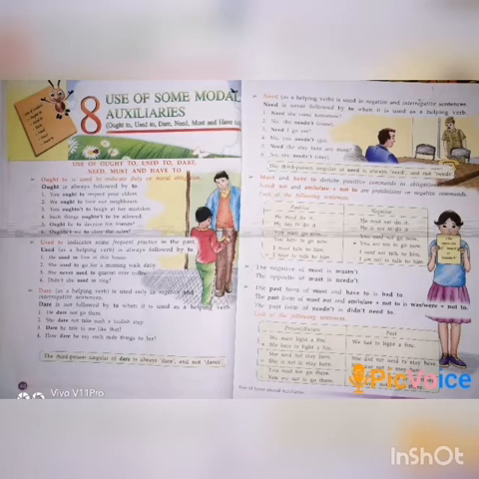The past form of must and have to is had to. The past form of must not, am, is, are plus not to is was or were plus not to. The past form of needn't is didn't need to.